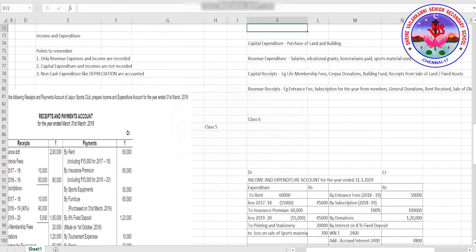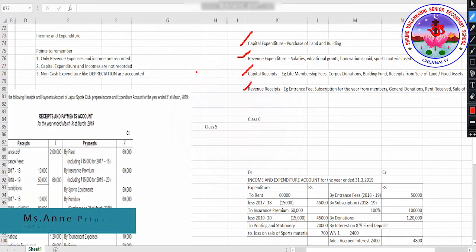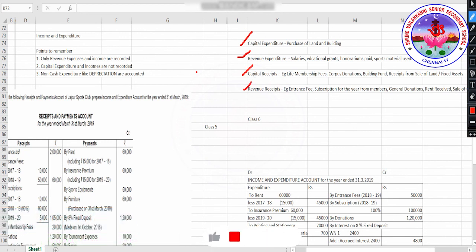You have to have a thorough understanding of what is current expenditure, what is revenue expenditure, what are capital receipts, what are revenue receipts. You have to have a thorough understanding about all these terminologies, so that you can understand this portion better.